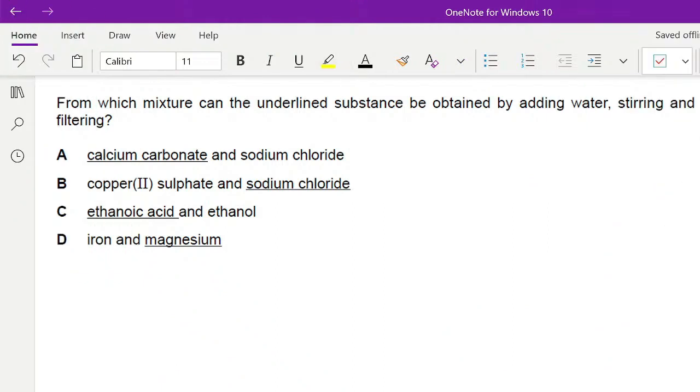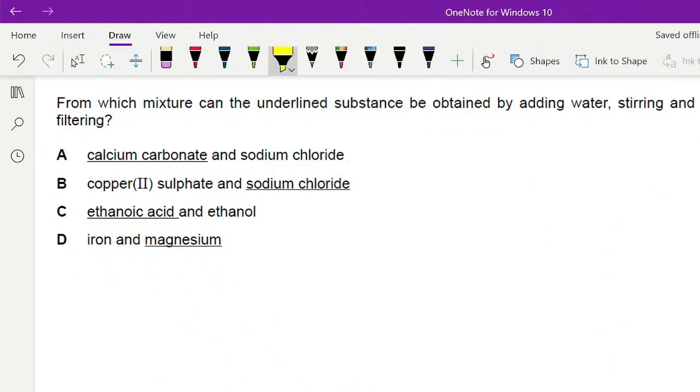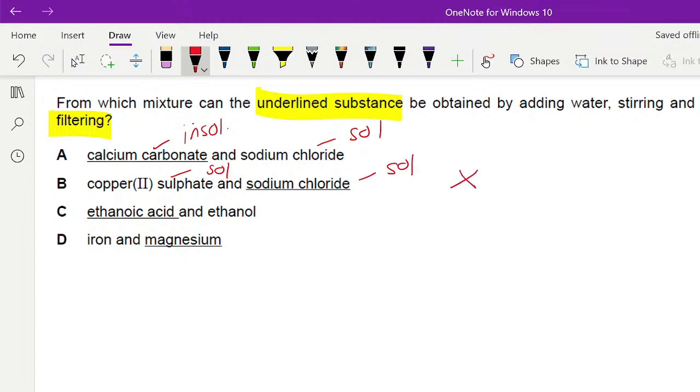So for this kind of question, you want to know which compounds or substances are soluble and which are insoluble, because you are filtering the underlying substance. Calcium carbonate is insoluble, and I'll talk to you about the solubility rules in a bit. Sodium chloride is soluble, copper sulfate is soluble, so you cannot separate two soluble substances by filtering. So B is not the answer.